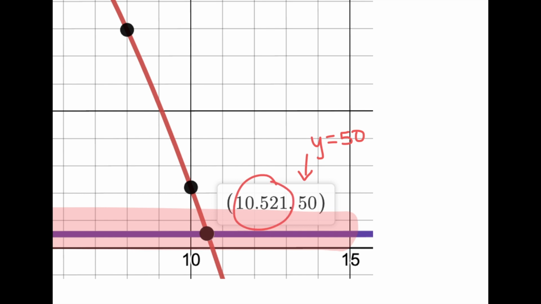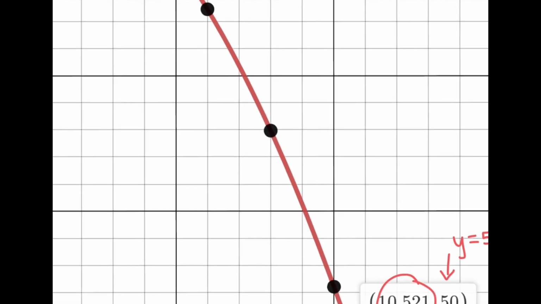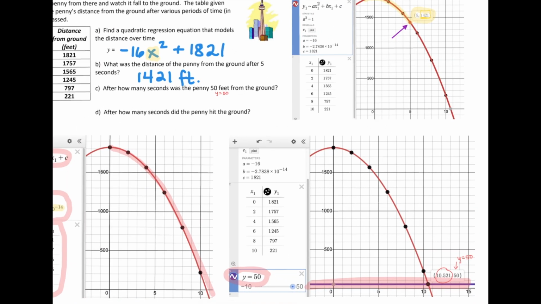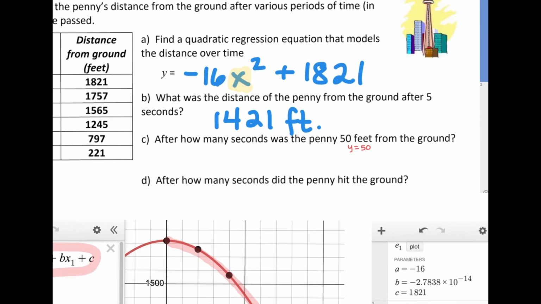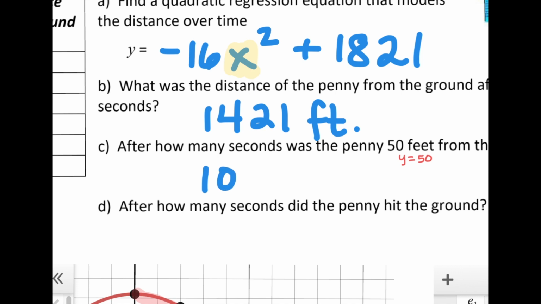10.521. I'm looking at my answer here. So 10.521 seconds then is going to be the answer to that question. 10.52 is all you have to write, and remember that it's seconds.